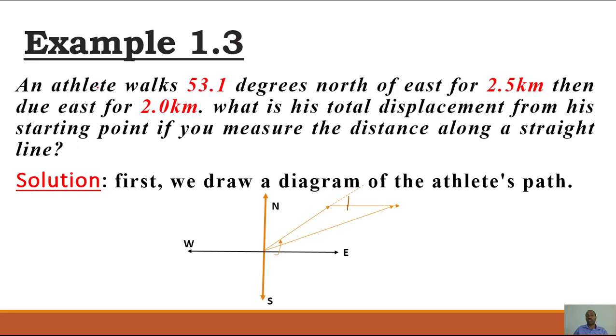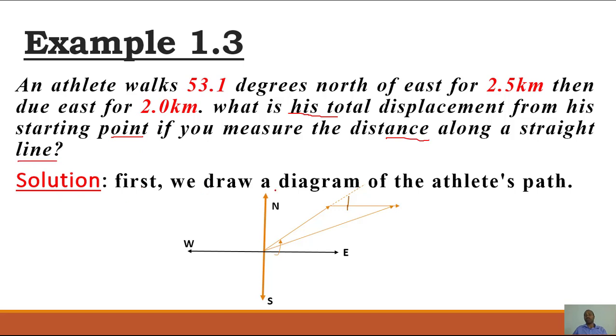Then example 1.3: an athlete walks 53.1 degrees north of east for 2.5 kilometers. So you have the distance, north of east. Then finally he walks due east, in this direction, for 2 kilometers. What is his total displacement from his starting point, if you measure the distance along a straight line?